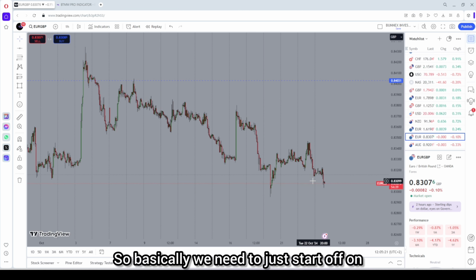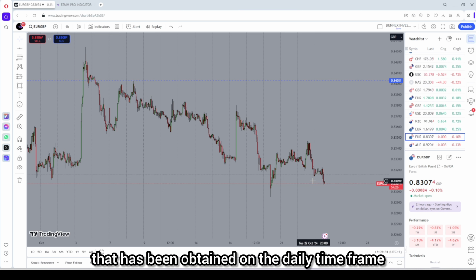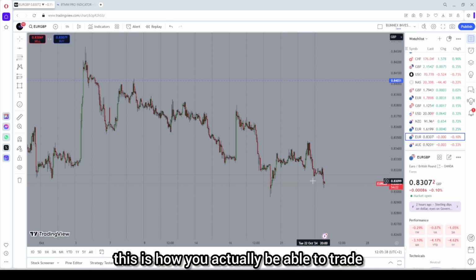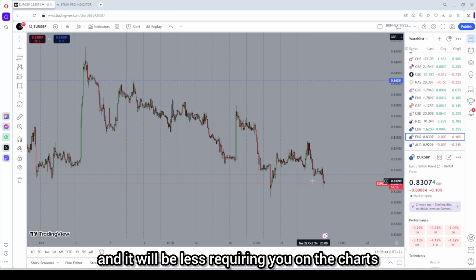So basically we need to start off on the daily time frame, and then after the daily time frame we go to the H1 time frame to see a pattern within the zone of market interest that has been obtained on the daily time frame. This is how you are able to trade whilst you have a full-time job, and it will require less of you on the charts.